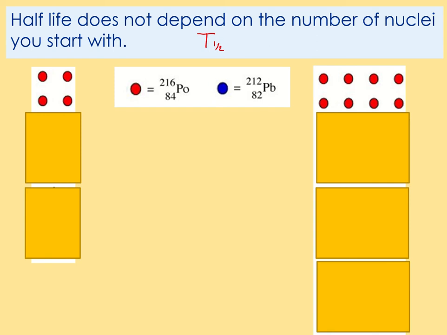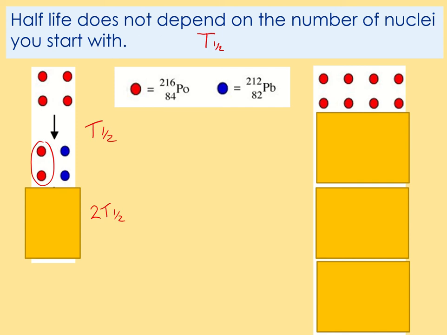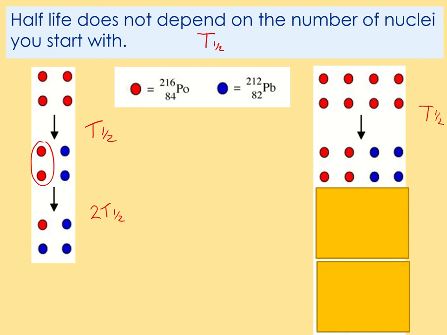So if I started off with 4 radioactive nuclei, then after 1 half-life there would be 2 left radioactive. So that's after 1 half-life. After another half-life has gone past, so when we were at 2 half-lives, how many would be left? Only 1. I could have started off with 8 radioactive nuclei. Then, after 1 half-life, there would be 4 left.